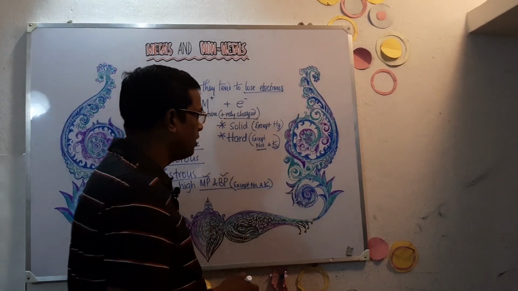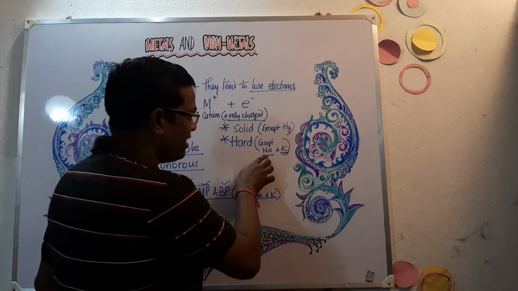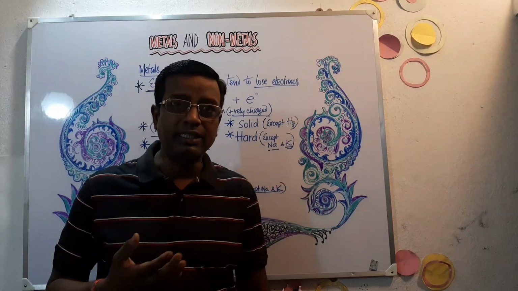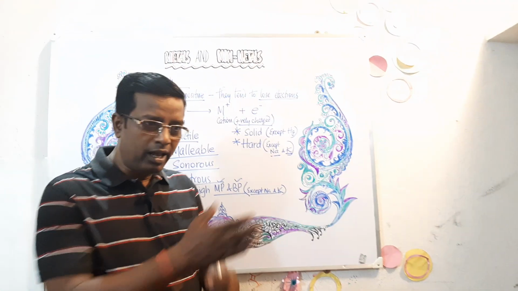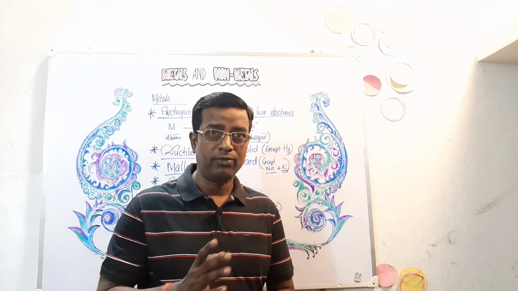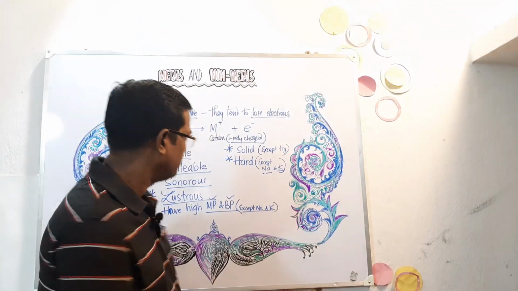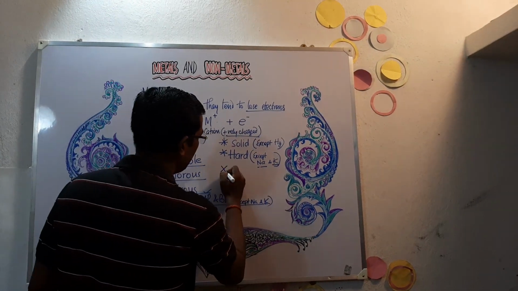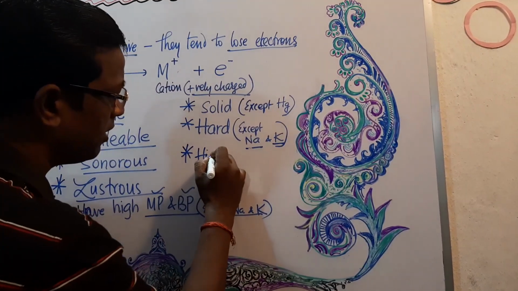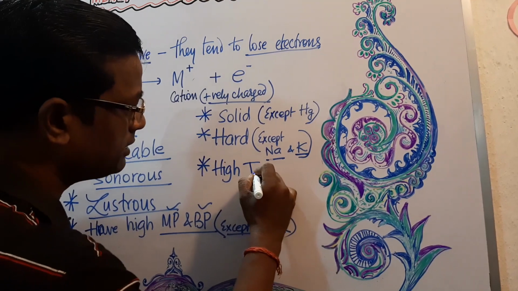They are very soft and very reactive, so soft that you can take a kitchen knife and cut them easily. They can be cut easily with the help of a knife. So soft. They have high tensile strength.